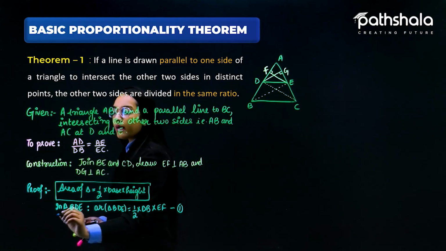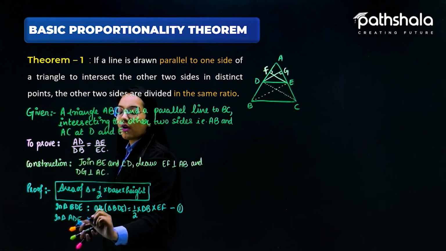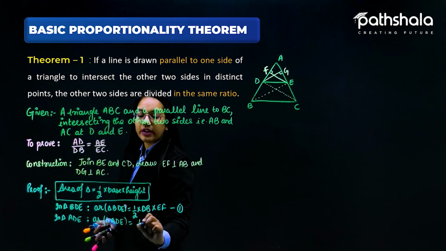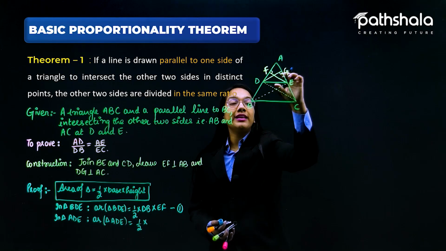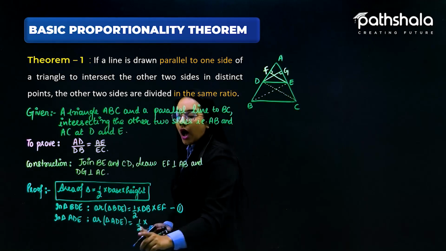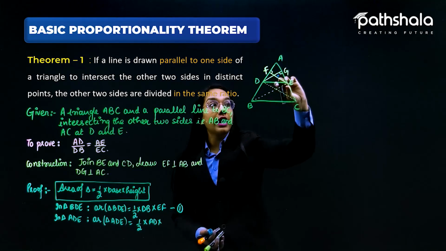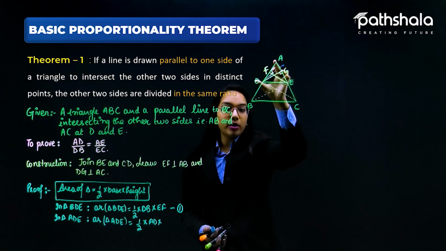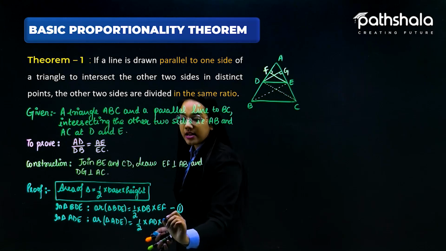Now in a similar manner, I am talking about the triangle ADE. Again, we can say that the area of the triangle ADE is half into base into height. If I am taking the base as AD, then I can write half into AD, and further the height is definitely again EF. If I am taking the triangle ADE, then for the base AD, we have the height as nothing but this EF.